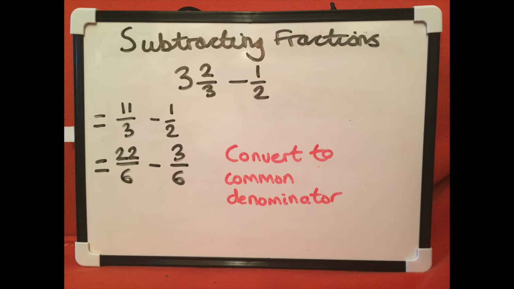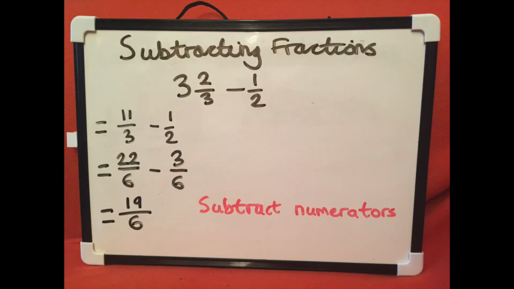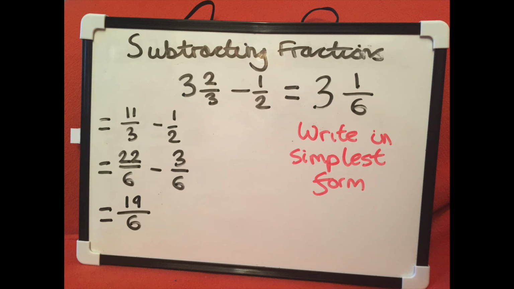Once again, we have to convert to a common denominator. In this case, it's 6. So we do to the top as we did to the bottom. So we get 22/6, take away 3/6. So now we can subtract the numerators, so we end up with 19/6. But of course, we will still need to simplify this. So simplifying it, we end up dividing 19 by 6, we get 3 and 1/6 left over.